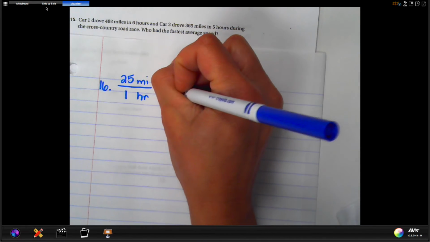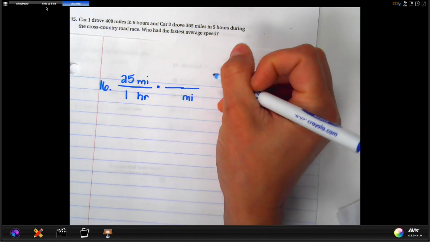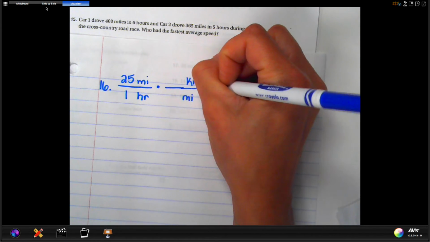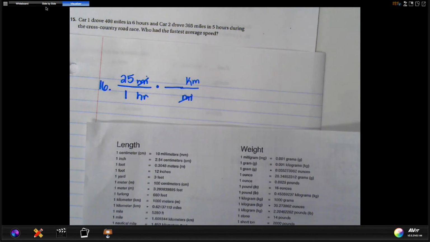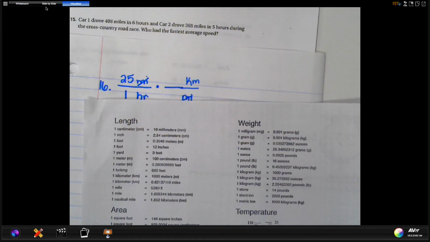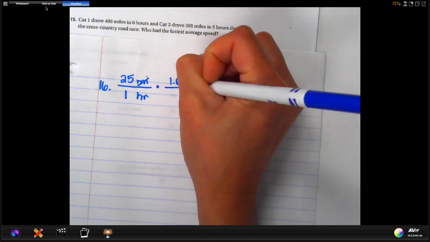So, on your second fraction, where does the unit miles need to go? On the bottom, because we're trying to cancel it out. Now, we want meters, but we don't have meters, do we? We only have kilometers, so that's going to go on the top. All right, so according to this, how many kilometers are in 1 mile? 1.6. Yeah, we'll round it, okay? So 1.6 kilometers in 1 mile.